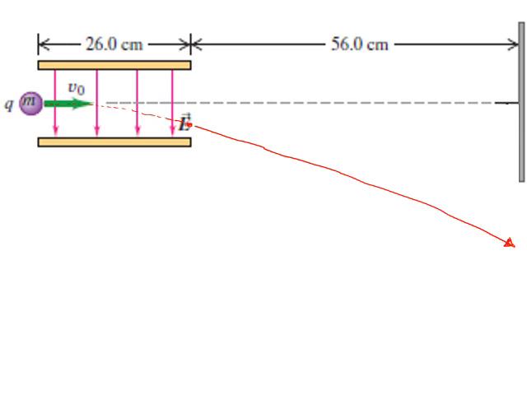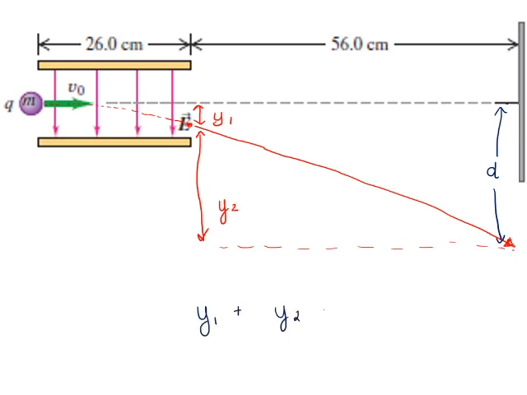Okay, I've exaggerated the motion a little bit compared to the previous slide just to make it a little easier to see. So if we think about what happens inside the plates, it deflects down by a distance y1. If we think about what happens outside the plates, it deflects down by a distance y2. And then all together, those distances add together to give a distance of d, which we're told is 1.25 centimeters down. So we know how far down it deflects. We know it's comprised of two vertical distances, y1 and y2. And we know that together, y1 plus y2 equals d.